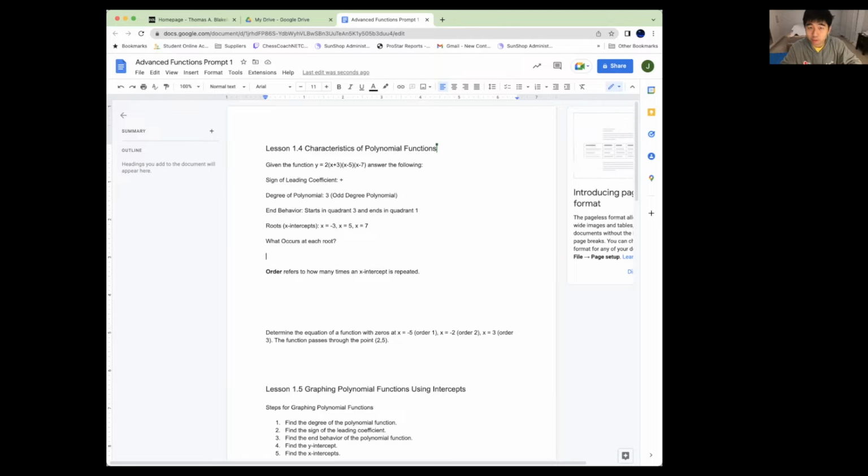Now, I'll go into more detail about what order actually is with a different example. It's just difficult to do with this example, and you'll see why later. But anyways, we have x plus 3 times x minus 5 times x minus 7.